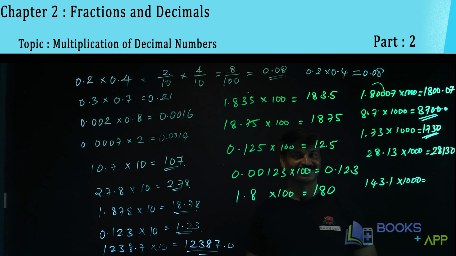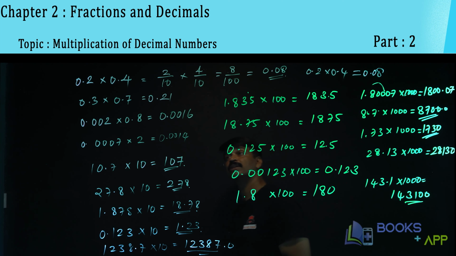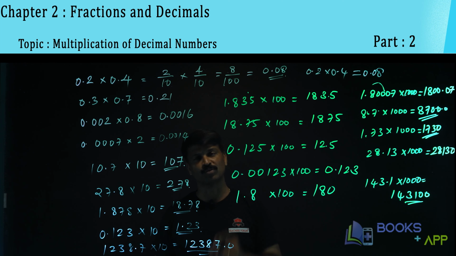Now what is this answer? Yes, you are multiplying by 1000. So this point should jump 3 positions to the right. So it becomes 143,100. You see, when you multiply by 10, it becomes 1431. By 100, 1 more 0. By 1000, 1 more 0. So this is the answer. This is the multiplication of decimals by 10, 100 and 1000. We will solve further problems when we discuss the NCERT solutions.